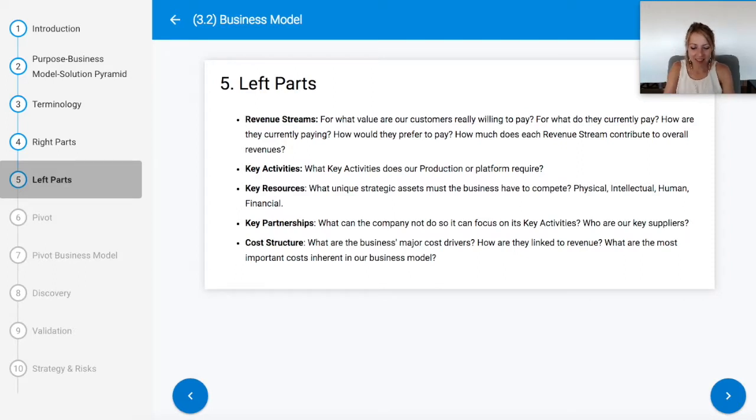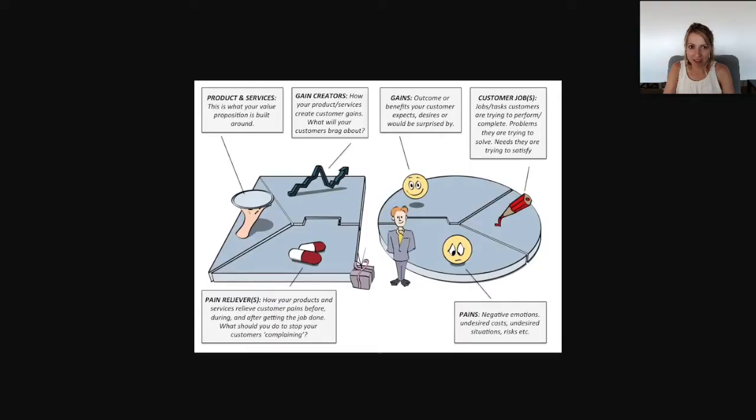Okay, as you have seen, with this tool you are going to be able to list all your customer information. First of all, you have to start with this cycle, with the customer part, listing all your customer jobs. As you have seen in the video, the customer jobs are all the jobs and tasks that customers are trying to perform or complete, problems they are trying to solve, needs they are trying to satisfy. You list them. Then we go through the pains: negative emotions, undesired costs, undesired situations. We list them. And then the gains: outcomes or benefits your customer expects, desires, or would be surprised by.